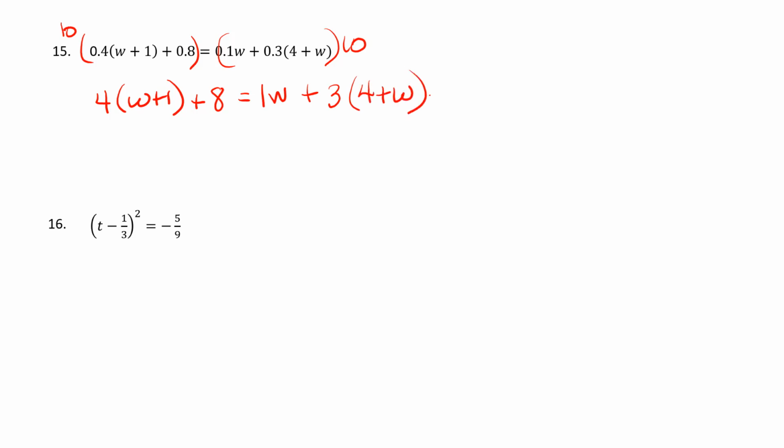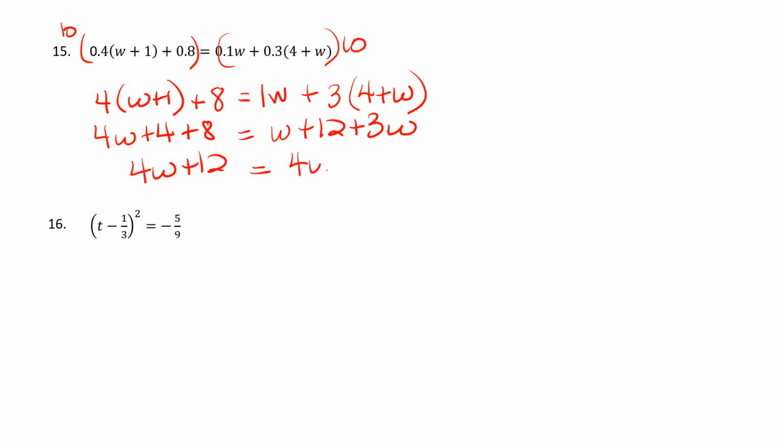Now we just use the distributive property, and we will have 4w plus 4 plus 8 equals w plus 12 plus 3w, which will give us 4w plus 12 equals 4w plus 12, which is true. If we went ahead and subtracted 4w on both sides and 12 on both sides, we would get 0 equals 0, which is true, but it doesn't tell us what w is.